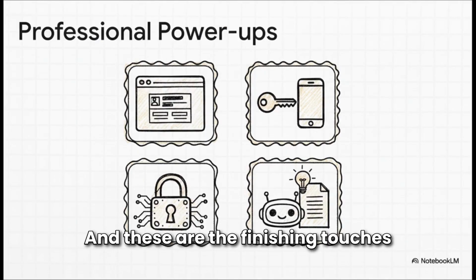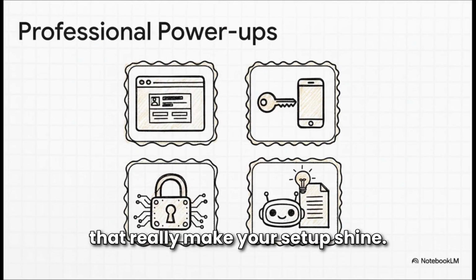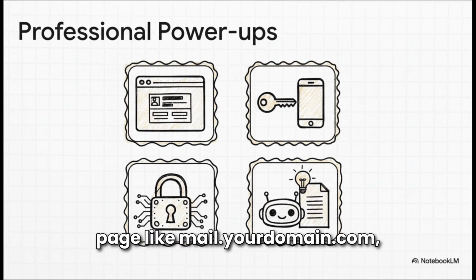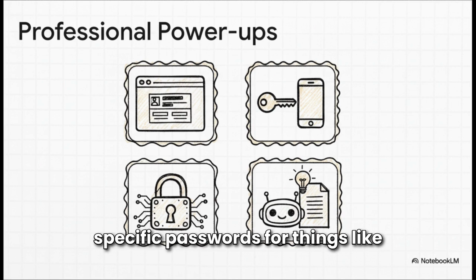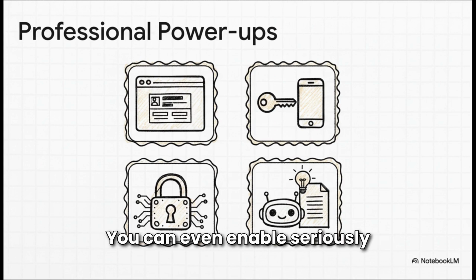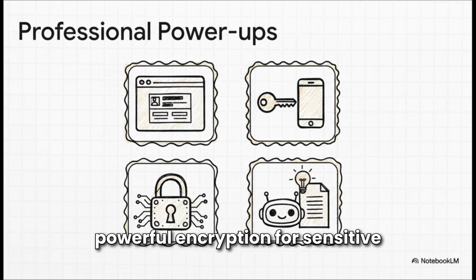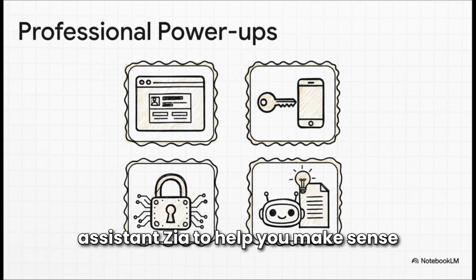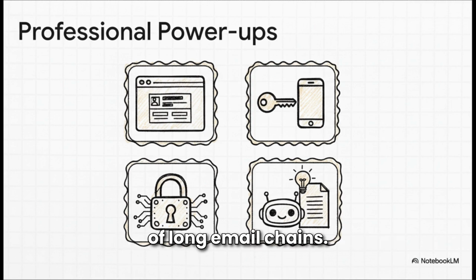Whew. And these are the finishing touches that really make your setup shine. You can create a branded login page like mail.yourdomain.com. You can boost security with app-specific passwords for things like Outlook, so you're not typing your main password everywhere. You can even enable seriously powerful encryption for sensitive emails, and use Zoho's AI assistant, Zia, to help you make sense of long email chains.